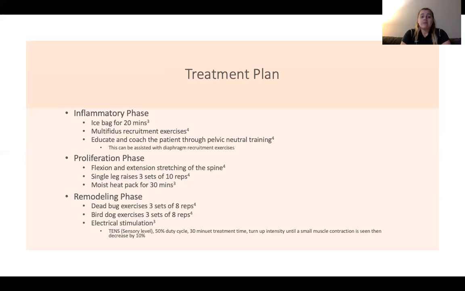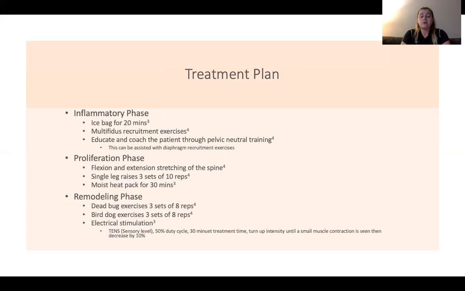So a treatment plan for an SI joint pathology during the inflammatory phase would be to apply an ice bag for 20 minutes, and then also educate and coach the patient through some pelvic neutral training. This might seem a little silly at first, but if we can establish a pelvic neutral type body language, then maybe we can help alleviate some of the stress that's going on with the SI joint.